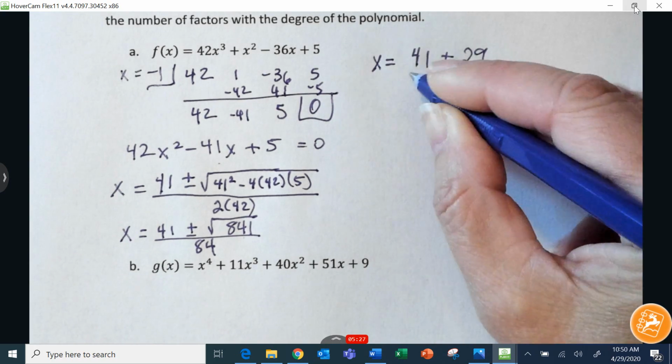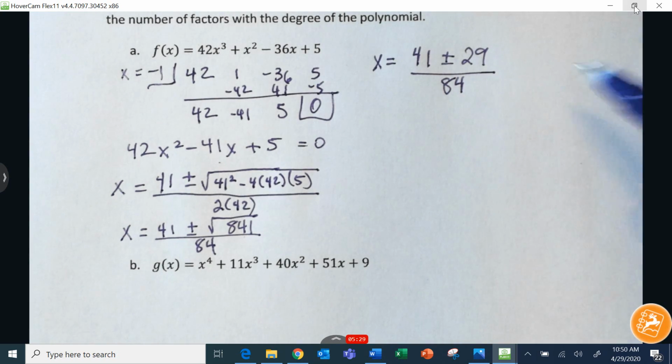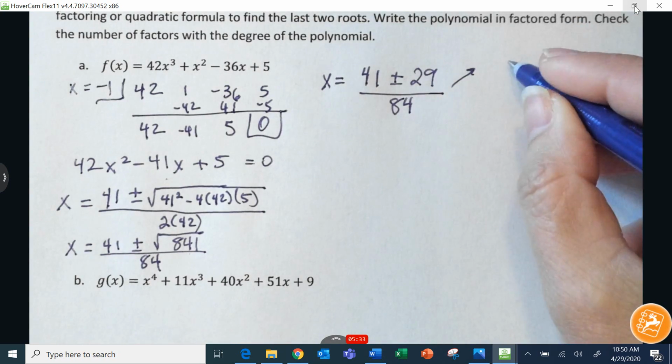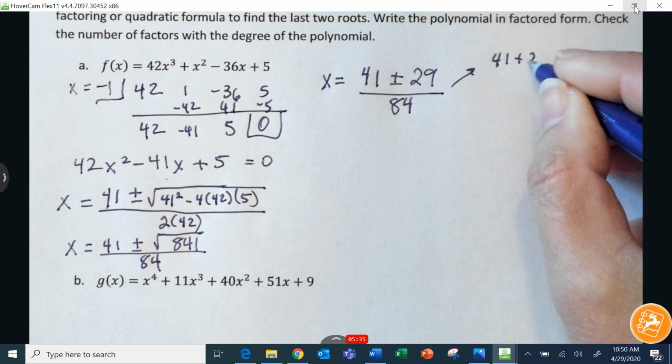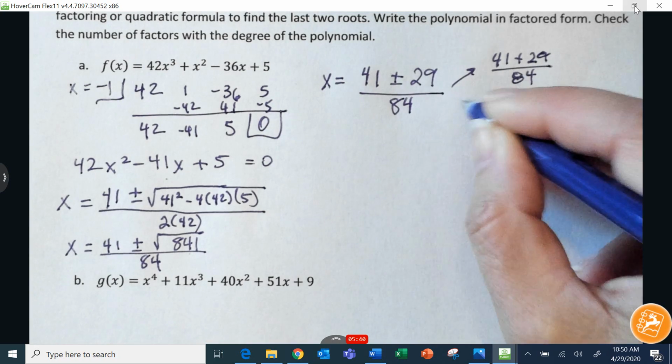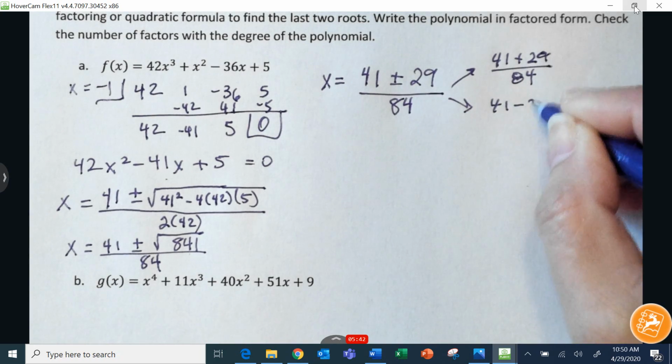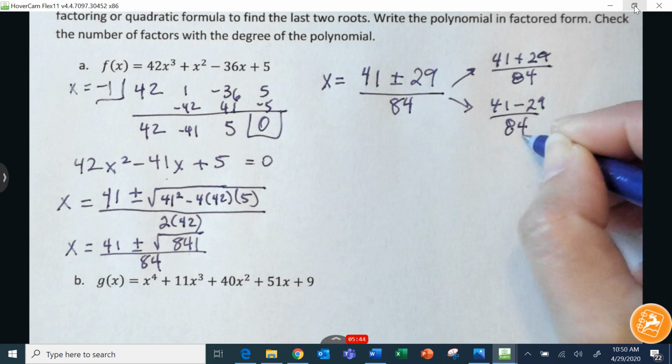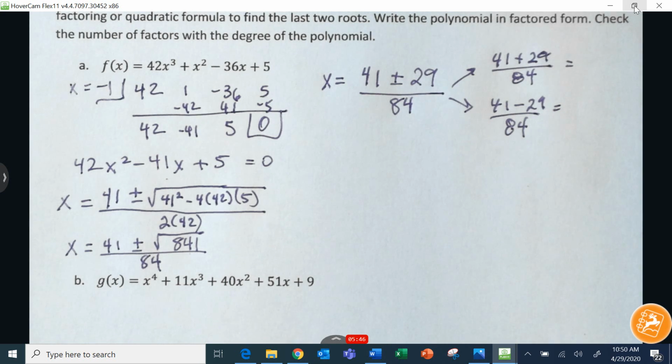Okay. So since it is rational, I can find these two solutions. I'm going to go ahead and do 41 plus 29 over 84. I'm going to do 41 minus 29 over 84. And for this one, I get 5 over 6.